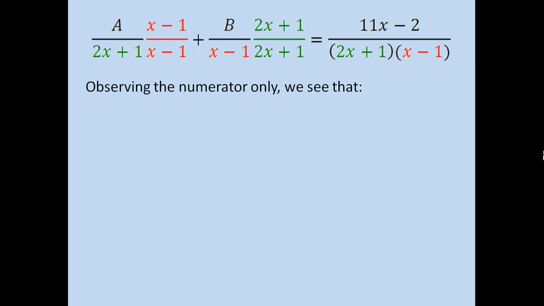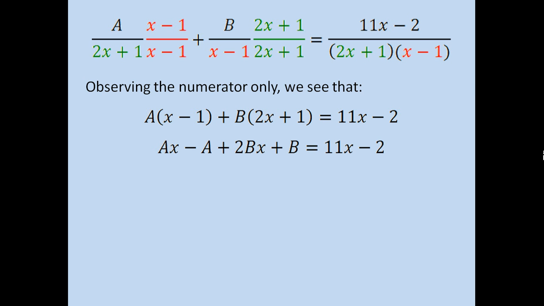Now we're going to look at the numerator only, and we would see that if we multiplied all these things out and added them together, we would have A times (x - 1) plus B times (2x + 1) needs to equal 11x - 2. So now just multiplying things out, we have Ax - A + 2Bx + B = 11x - 2.